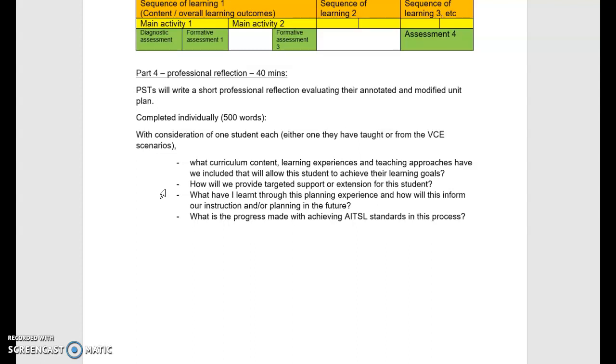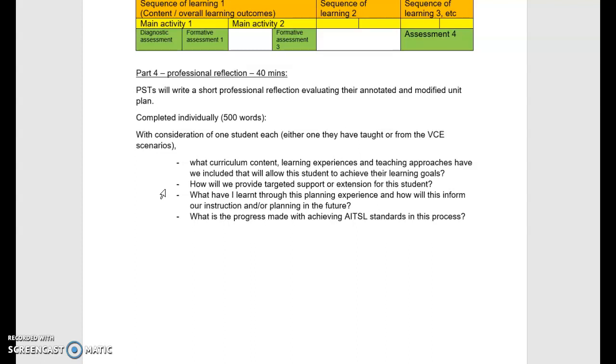Second question, how will you provide targeted support or extension for this student? So here you're demonstrating your understanding of differentiation. You are definitely making some inferences to the level and learning of your hypothetical student and where they need to be, and this is okay for this task. You need to discuss the differentiation approaches and scaffolding here for that student.